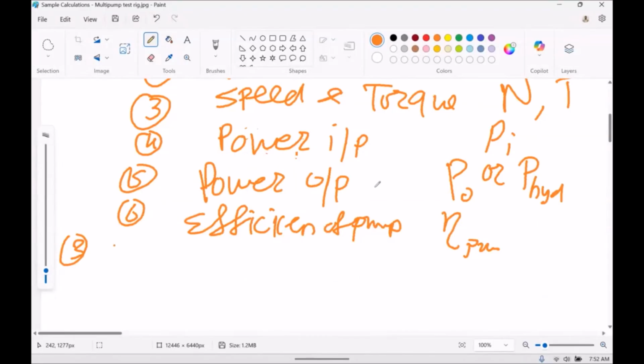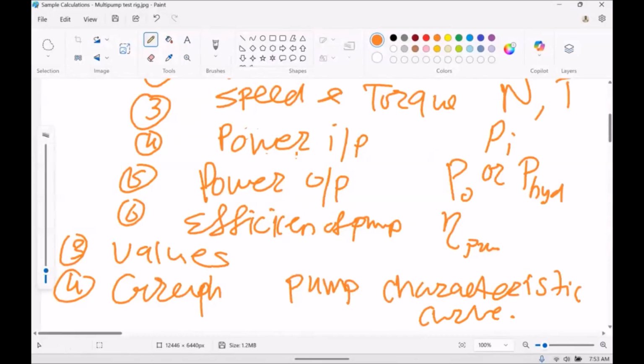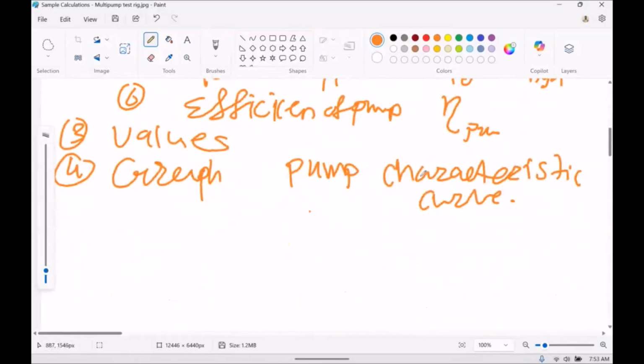Number four, graph. There are two types of graphs: one is the pump characteristics curve and the other is the system characteristics curve. Pump and system, how can we find this? Pump characteristic curves means a single pump working at constant speed, and system characteristics means a single pump working at variable speed with a single valve opening position.